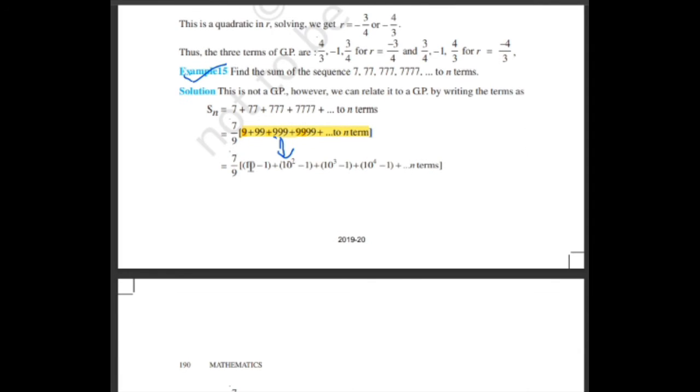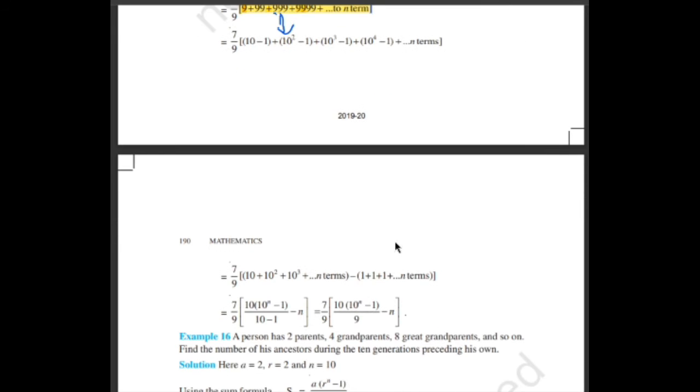If you see, we can open the brackets, no? We can open the brackets and we can club up the terms. We can put together the terms which have the exponents of 10, just like we can write it as 10 plus 10 square plus 10 cube plus 10 to the 4, and all the minus 1s can be put later. Okay, just like this. This was 10, 10 square, 10 cube, and all the ones have been put down later.